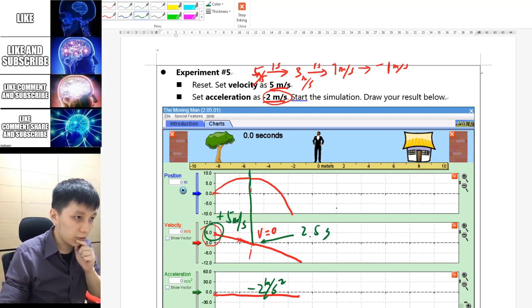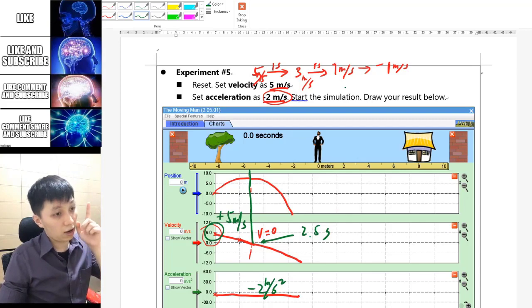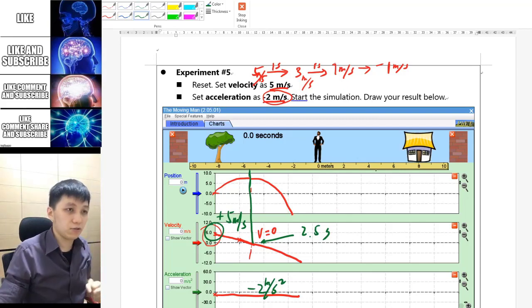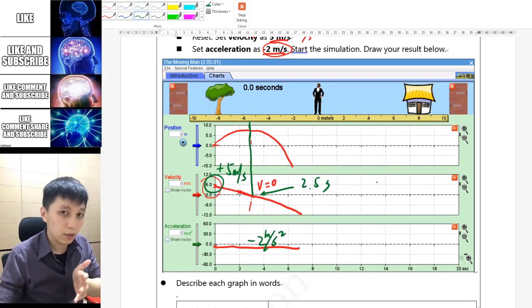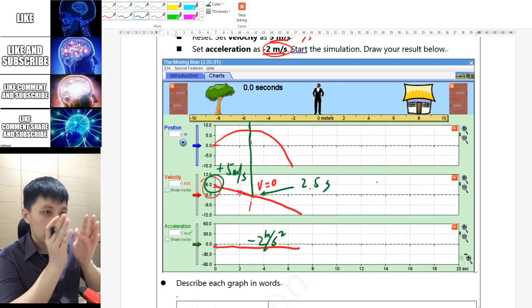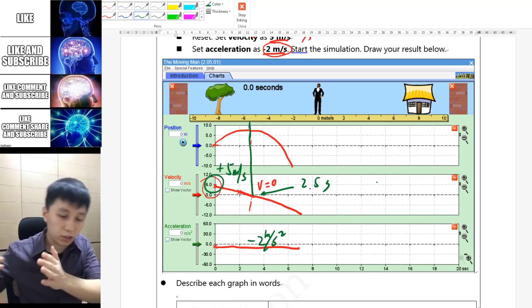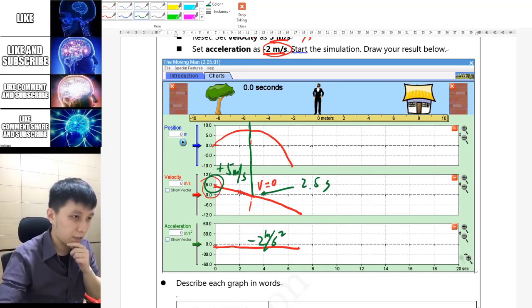Yeah, because after 1 second is 3, after 2 seconds is 1, and so after 2.5 seconds should be 0. Yeah, so this is a time where the velocity hits 0, and this is a point where you have that guy return to the left direction.